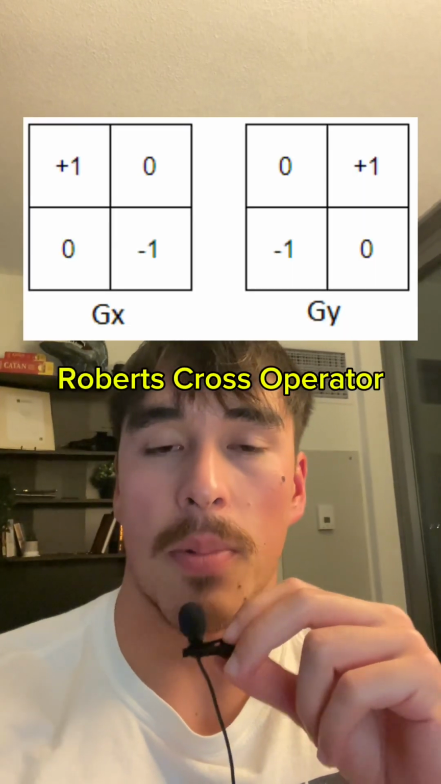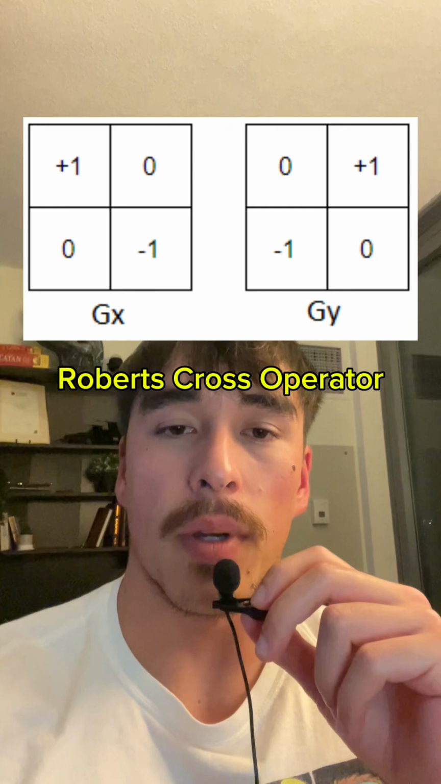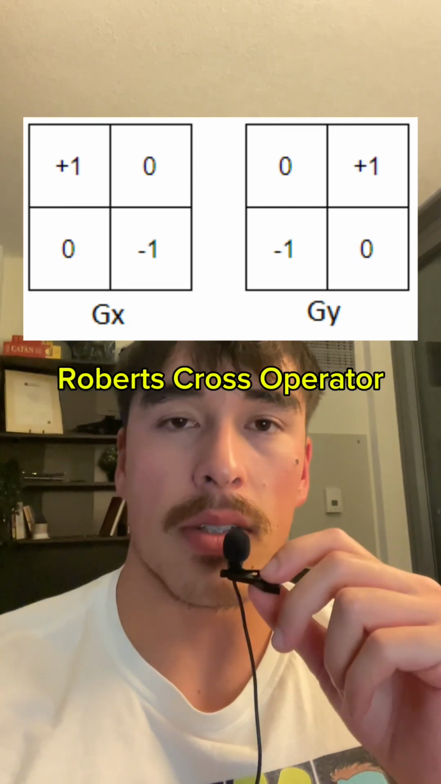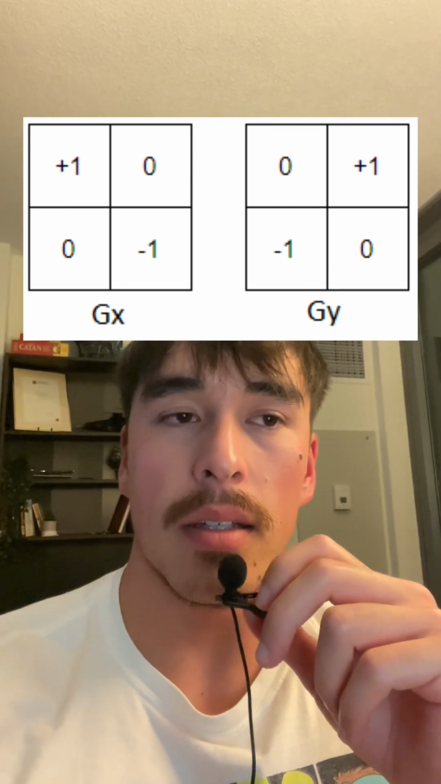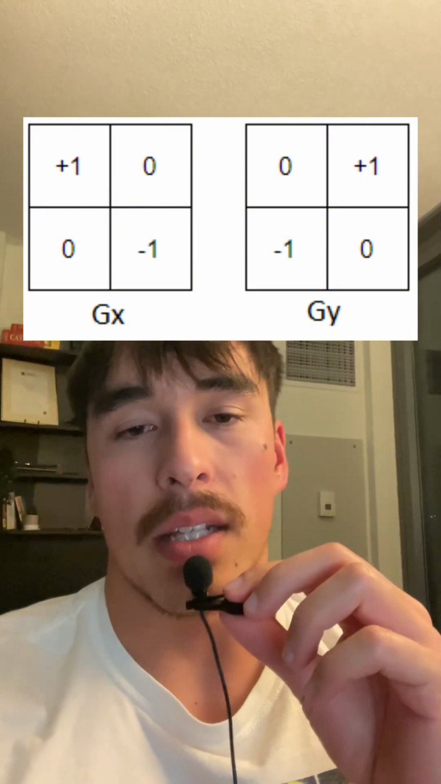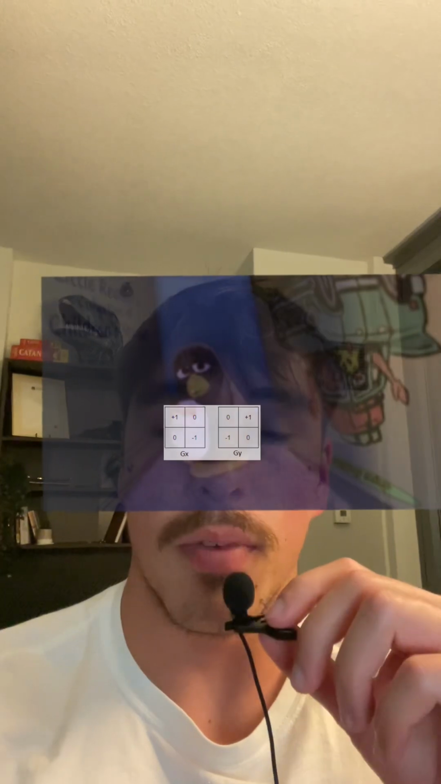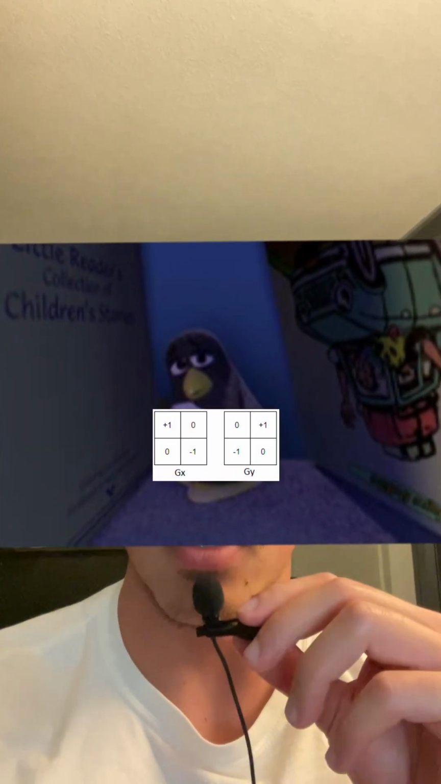So the next operator I want to talk about is the Roberts cross operator. This one predates both the Sobel and the Prewitt operator. It goes all the way back to 1963, and it was designed for super fast computation speed, and it's great at detecting edges in diagonal directions. However, it's not as powerful when it comes to detecting the normal horizontal and vertical edges like the Prewitt and the Sobel operators.